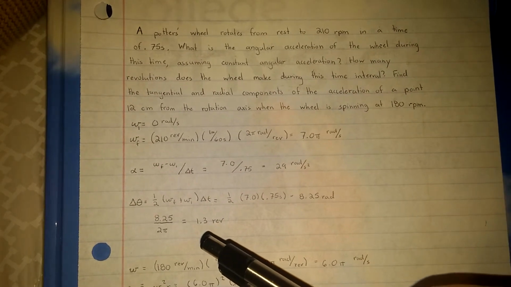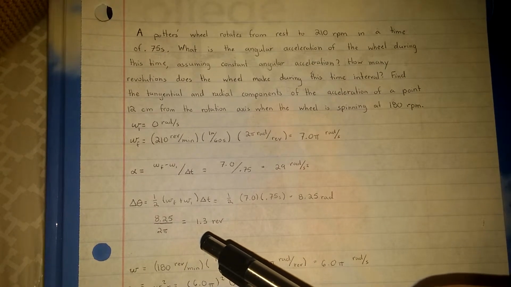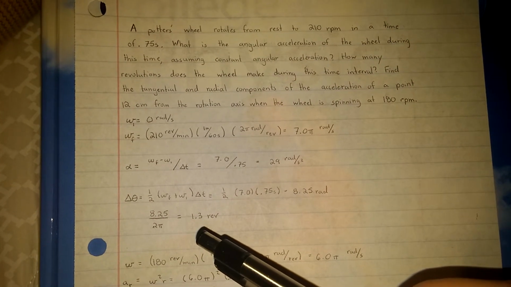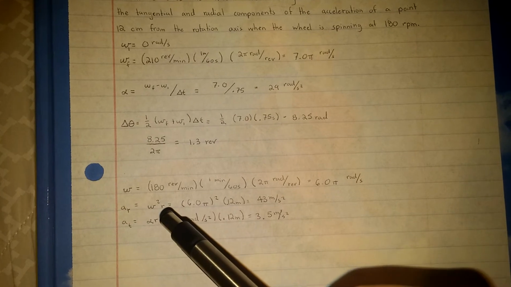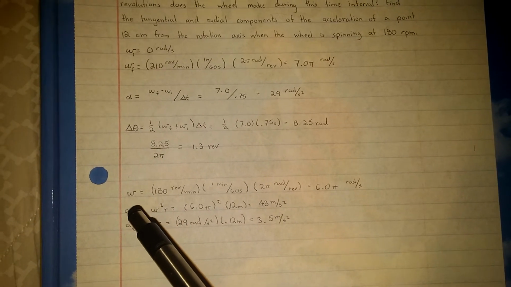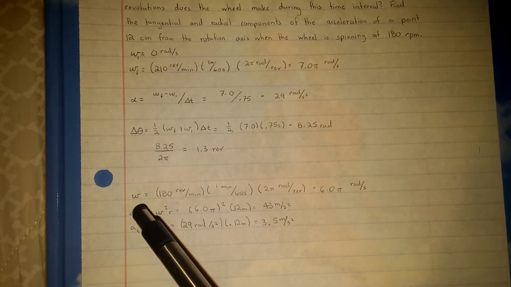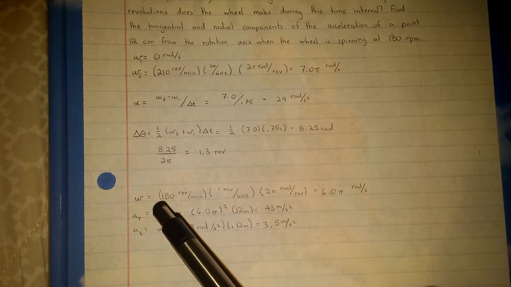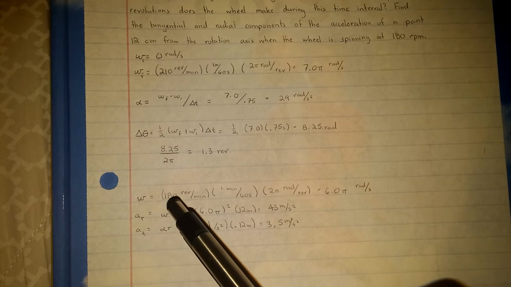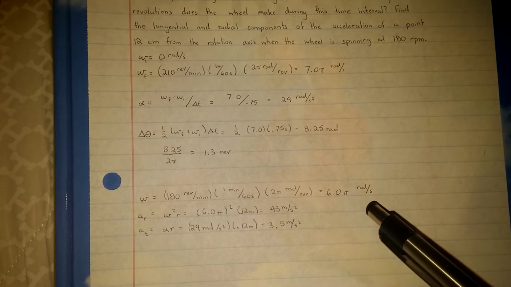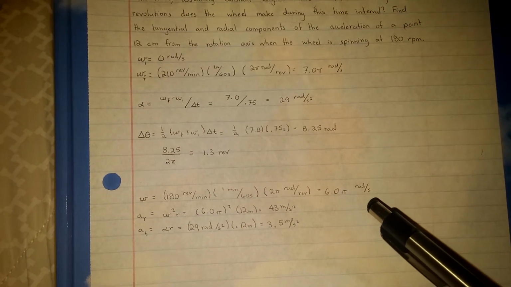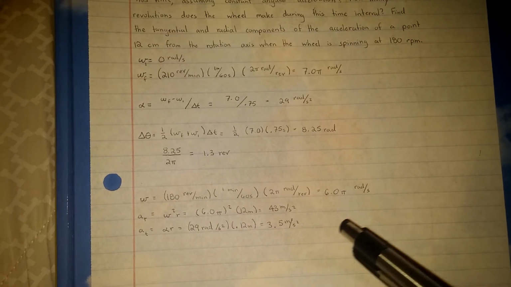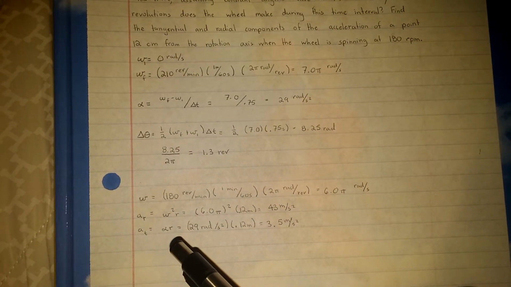For the final part of the problem, to find the tangential and radial components of the acceleration, you look to find the new velocity at the time. Velocity equals the 180 revolutions per minute, and you have to convert it to equal 6.0 pi radians per second. Then you're able to plug that in to the equations that are constant.